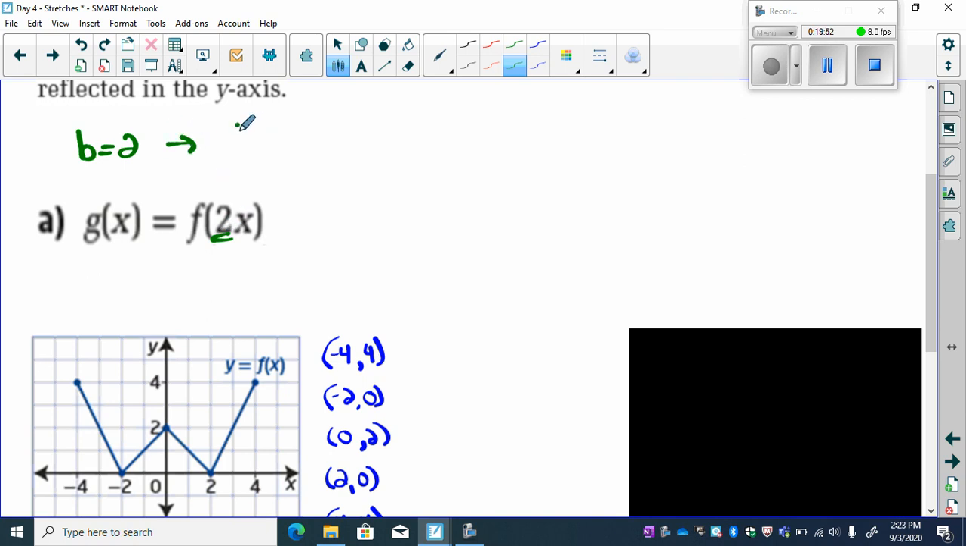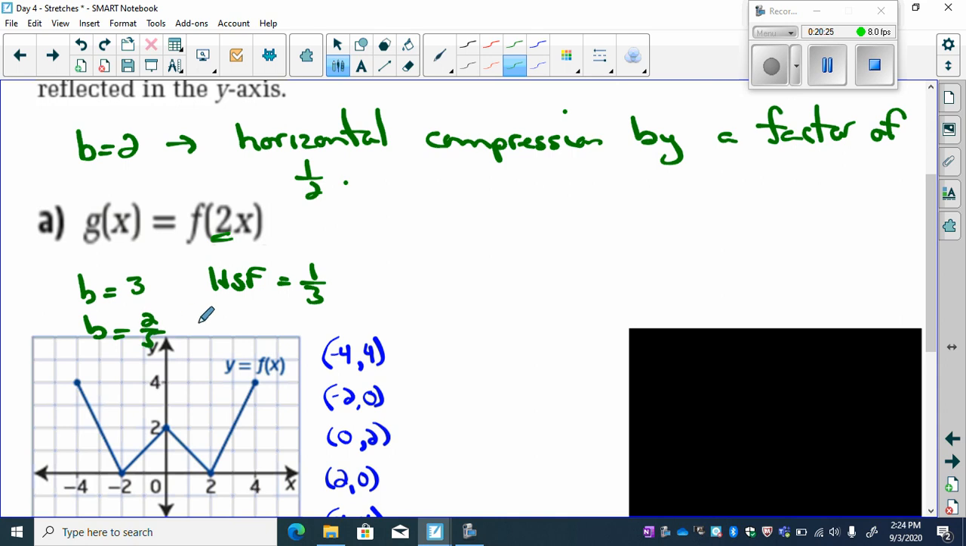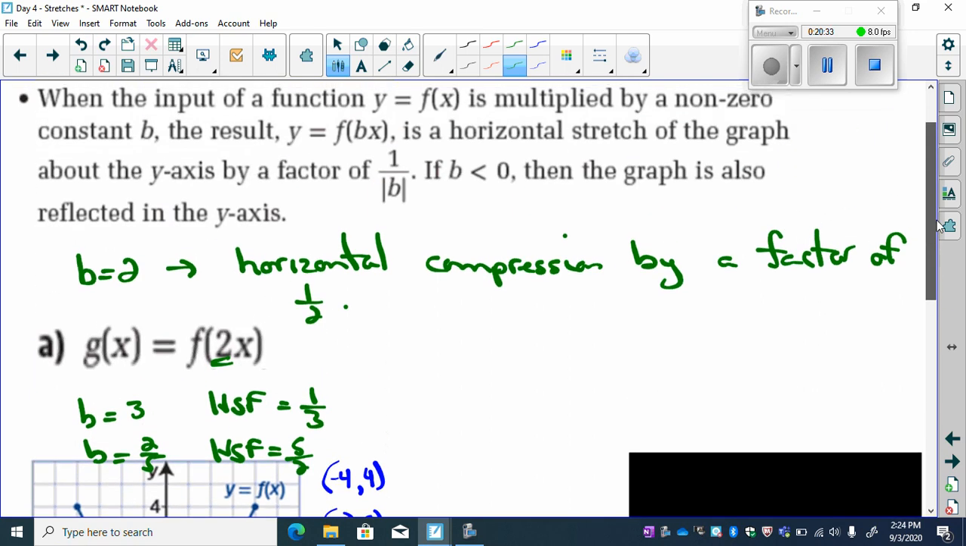But this represents a horizontal compression by a factor of 1/2. Okay? With the b value, you always have to take the reciprocal. So if b equals 3, HSF equals 1/3. If b equals 2/5, HSF, the horizontal stretch factor, would equal 5/2, or 2.5. Okay, and that comes from carefully reading this.